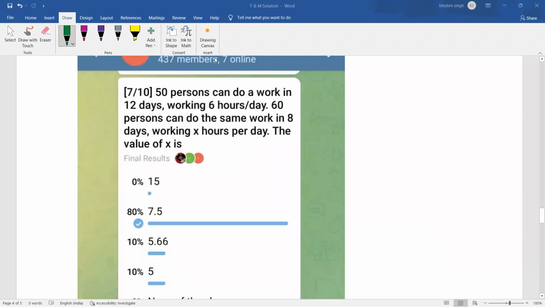So question number 7, he's asking here: 50% can do the work in 12 days, working 6 hours a day. 50% can do the work in 6 days, working 12 hours a day, and 60% can do the same work in 8 days, working 8 hours per day. Okay, the value of X.